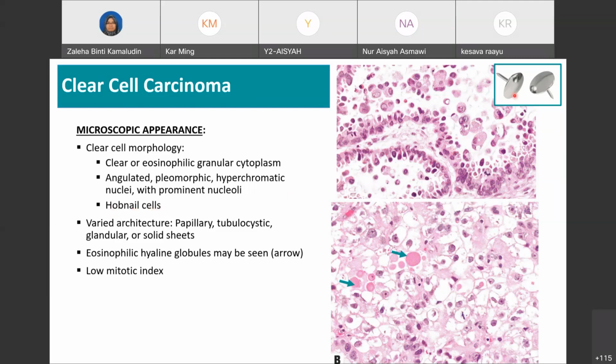Okay, this is an example of the hobnail. See this one? This is an example of the hobnail epithelial lining of the clear cell carcinoma. And another feature that is quite characteristic for the clear cell carcinoma is the presence of the eosinophilic hyaline globules. This one is the eosinophilic hyaline globules. Okay, clear cytoplasm. It has hobnail pattern cells with the eosinophilic hyaline globules.